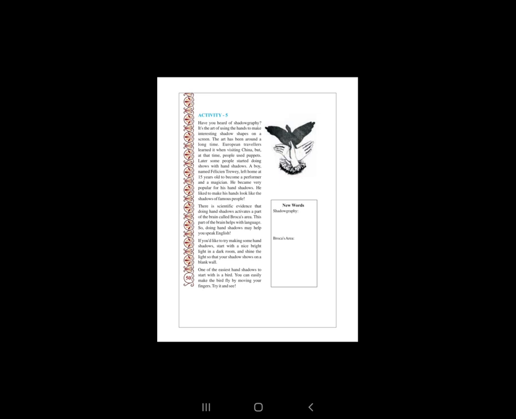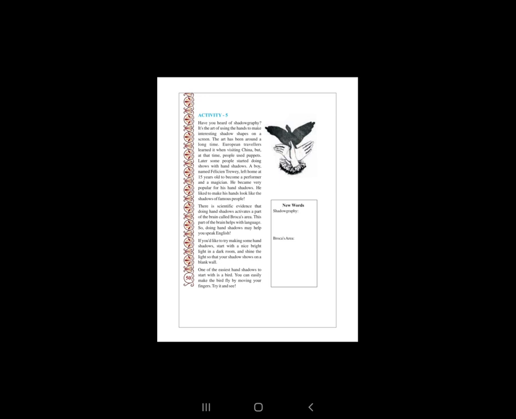Second question, which country is the origin of shadowgraphy? The answer will be China. China is the country of origin of shadowgraphy. Then third question, on page number 72, how did a 15 years old boy become popular? The answer will be: a 15 years old boy named Felician Trewey became very popular for his hand shadows. He liked to make his hands look like the shadows of famous people.